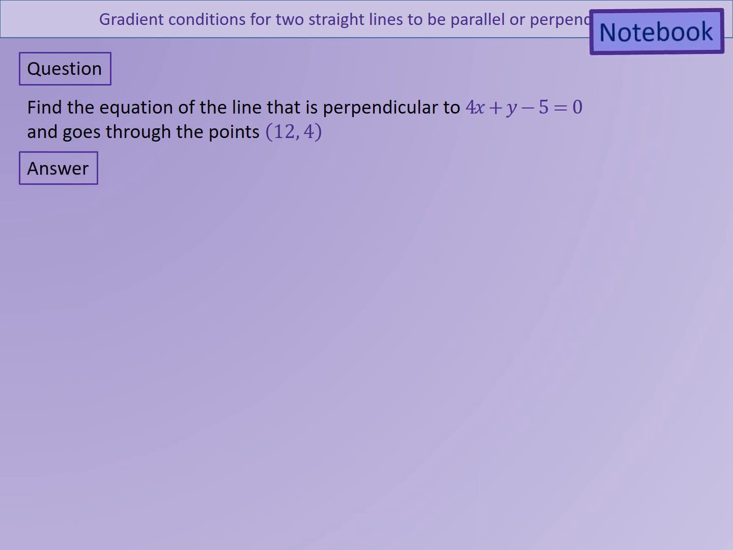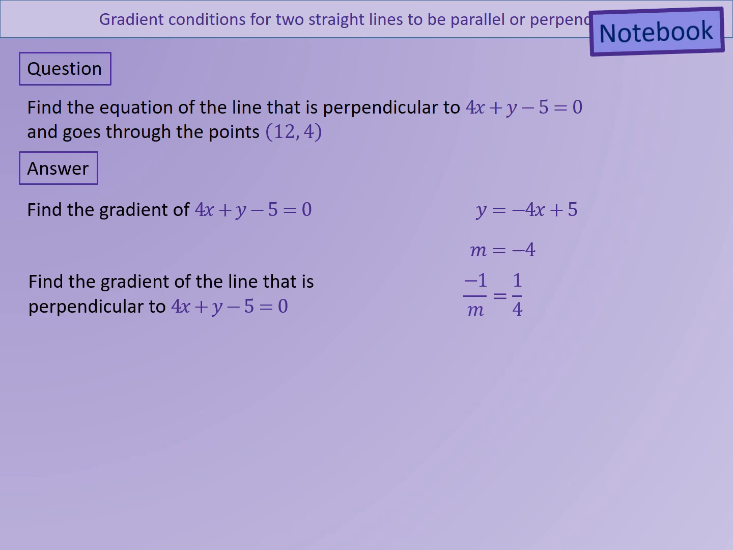So first of all, we're going to find the gradient of the original line. They've been a bit sneaky here. We have to do a little bit of rearranging before we can start. So here is the original. This is me rearranging it into the form y equals mx plus c, which means that I can then write down the gradient of -4. So I've now got my gradient, but I'm not going to use that gradient because the line that I want is perpendicular to it. So instead of using -4, I'm going to be using 1/4. So that's my perpendicular gradient, a quarter.